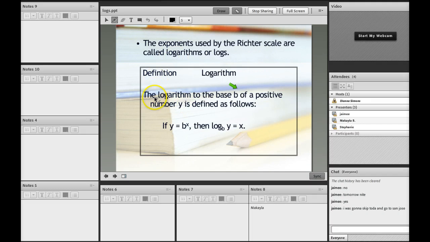The logarithm to the base b of a positive number is defined as follows. So when you see something that looks like this, this part over here is your exponential, all right? And to write this would be an exponential equation. So to write it as a logarithmic equation, we would write it like this, okay? Does that make sense? Okay.